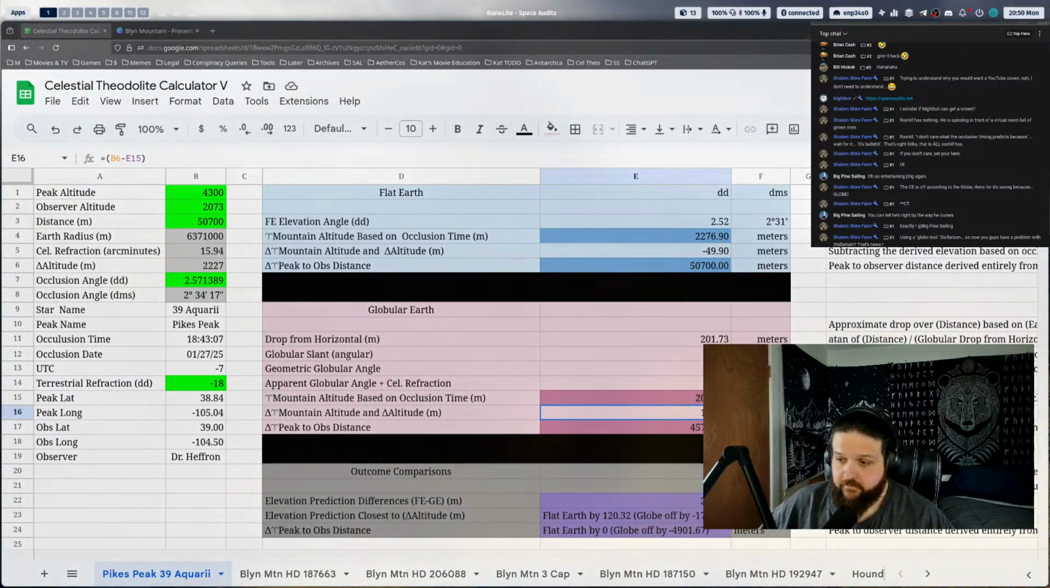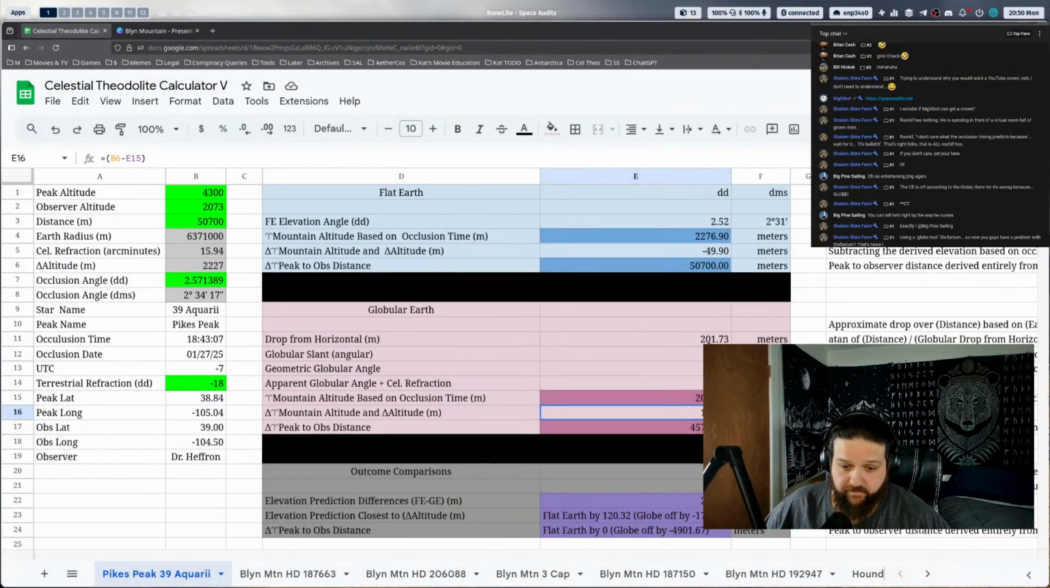That's the crazy part. It's like they're not only wrong, but they're wrong by the exact amount that they predict to be right. They're wrong by the difference in their drop. It's crazy.